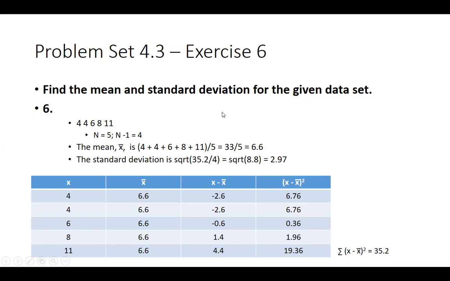Once again, in number 6, we're looking for the mean and the standard deviation. Again, we have an n of 5. We have 5 data points. Our n minus 1 then would be 4. So for the mean, X bar, add them all up, divide by 5. 4 plus 4 plus 6 plus 8 plus 11 is 33. 33 divided by 5 is 6.6.